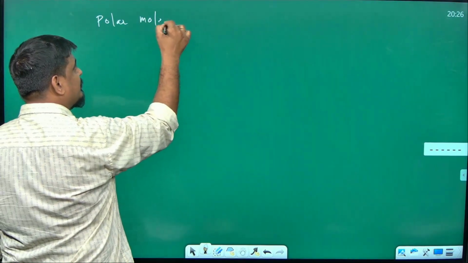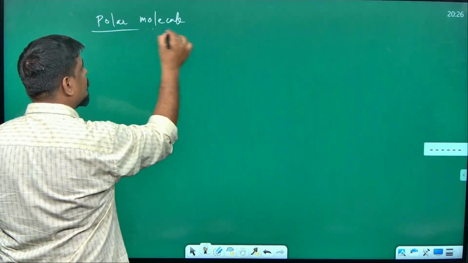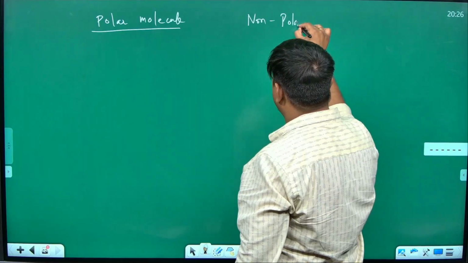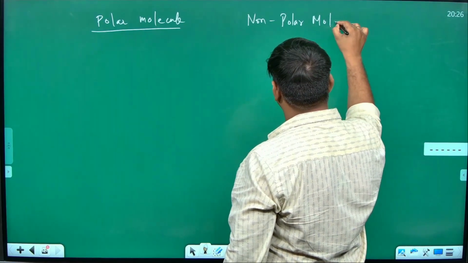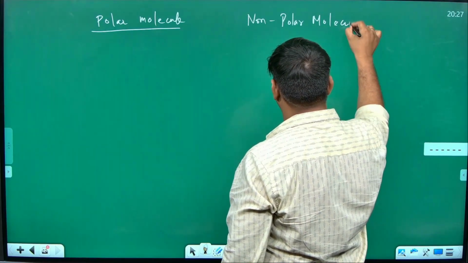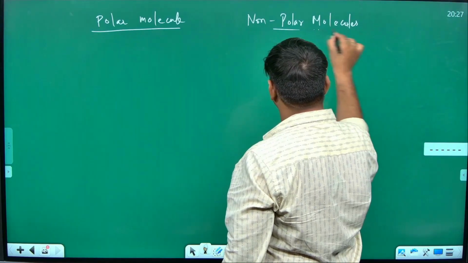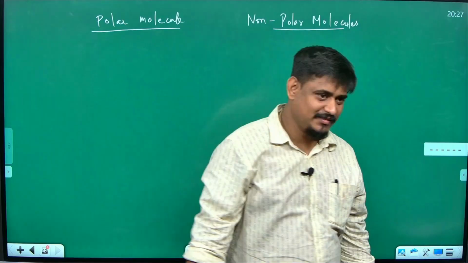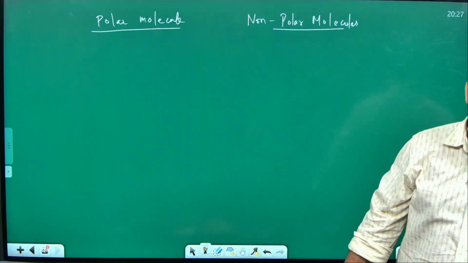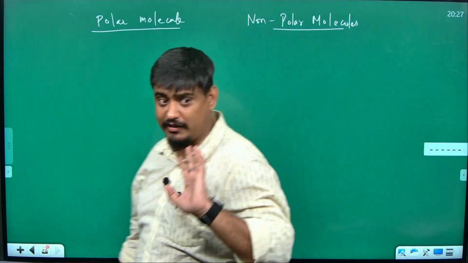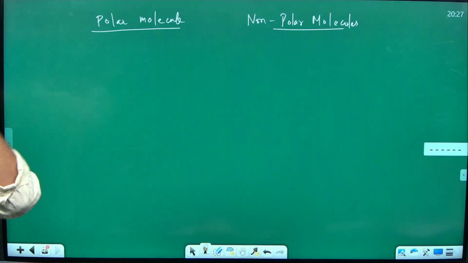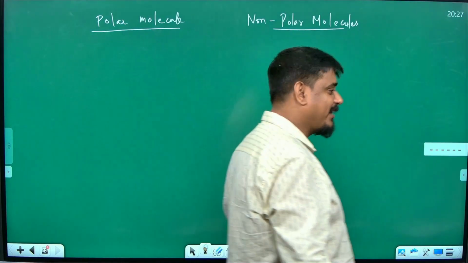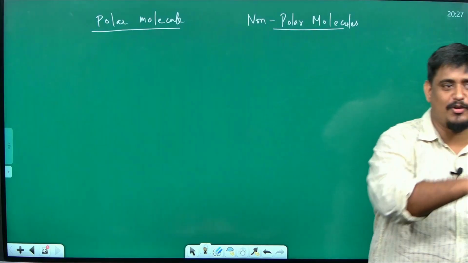Anybody can tell me? Chemistry experts here, can you tell me the difference between polar molecules and non-polar molecules? Polar molecules have a dipole moment. Okay, and non-polar molecules will not have a dipole moment. Good. You are correct. Give me an example of a polar molecule, Mr. Niranjan. HF, hydrogen fluoride. Okay. And an example of a non-polar molecule?